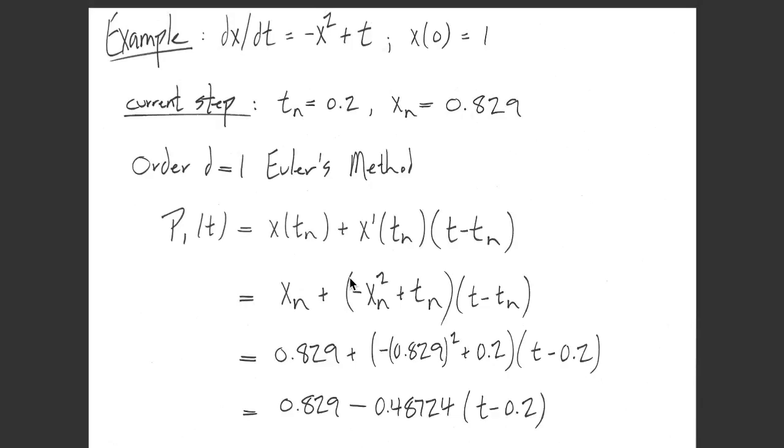So to take an example, let's look at this initial value problem we've been working with. Let's assume that after a certain number of steps, we're at a time value of 0.2 and an x value of 0.829. Let's use these ideas to project forward one step, using an order 1 Euler's method. So we need to compute that first degree Taylor polynomial for the solution centered at our current time value, and that's what I'm doing here. Hopefully this is getting familiar to you. There is our Taylor polynomial of degree 1.